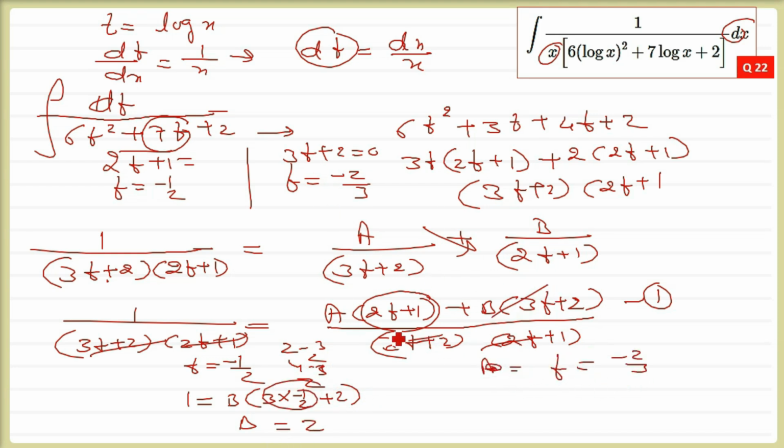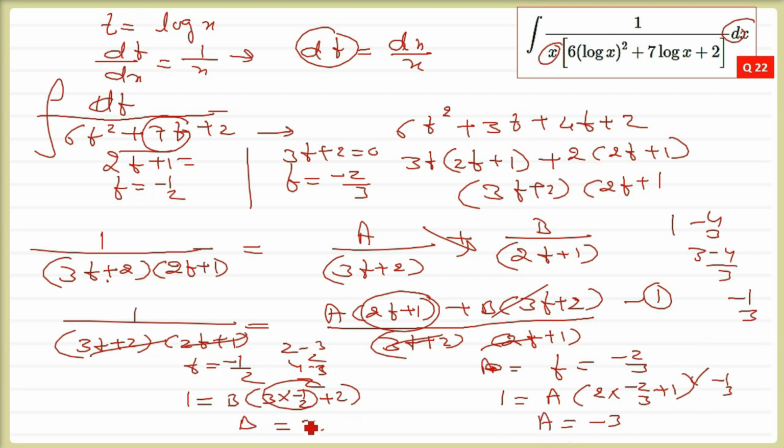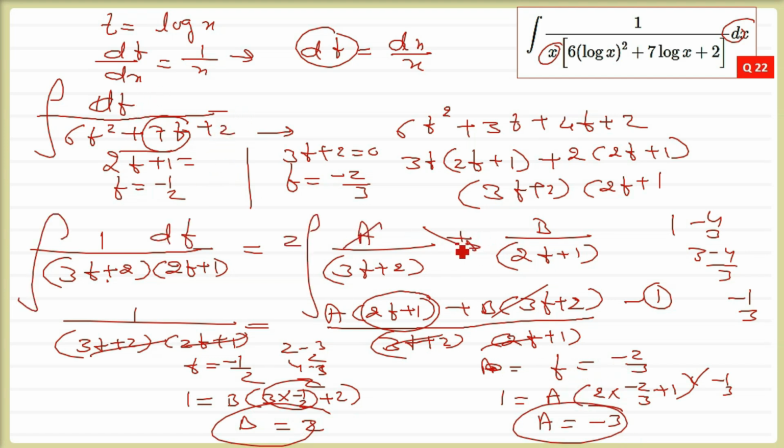Now put t equals negative 2 by 3. And this will give you 1 equals a into 2 into negative 2 by 3 plus 1. This is simply 1 minus 4 by 3. So negative 1 by 3 will come and 3 will go on the left with a negative sign. So a has become minus 3 here. We'll use b equals 2 and a equals negative 3. So this is how it will be integrated after placing a and b respectively.